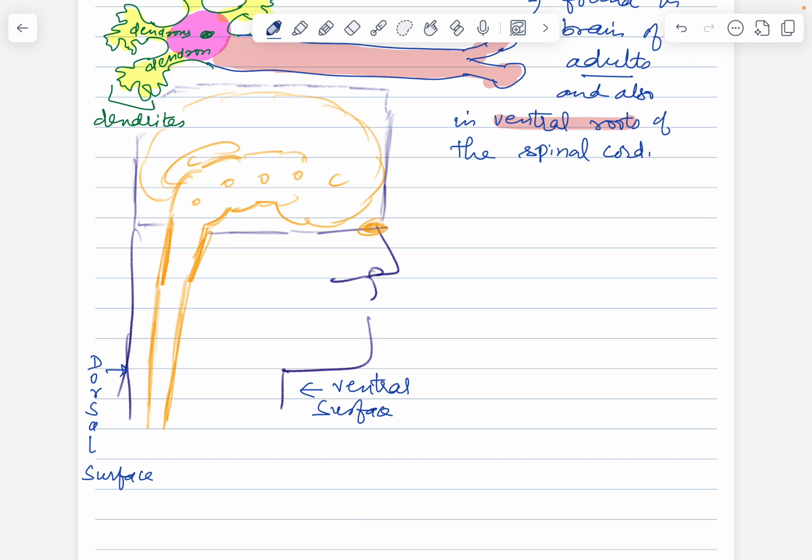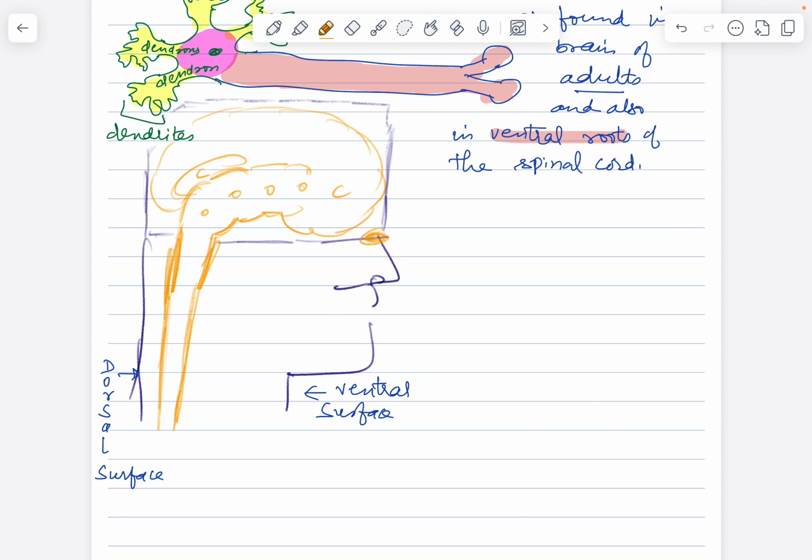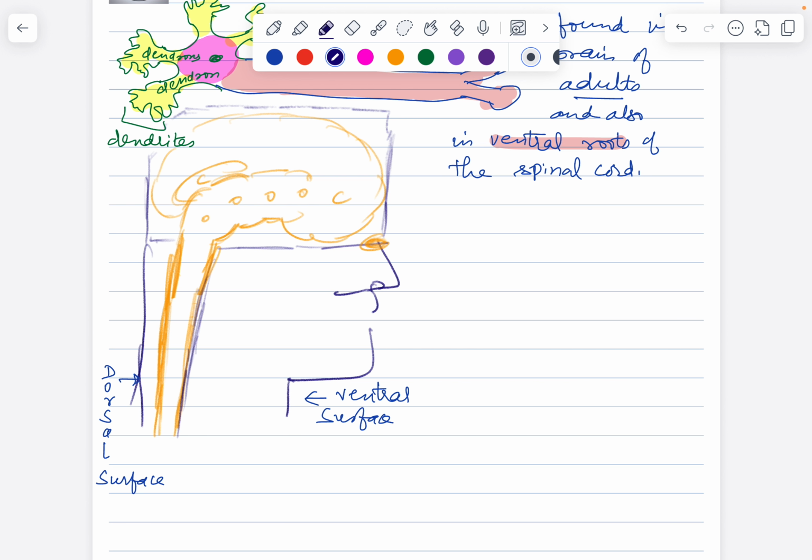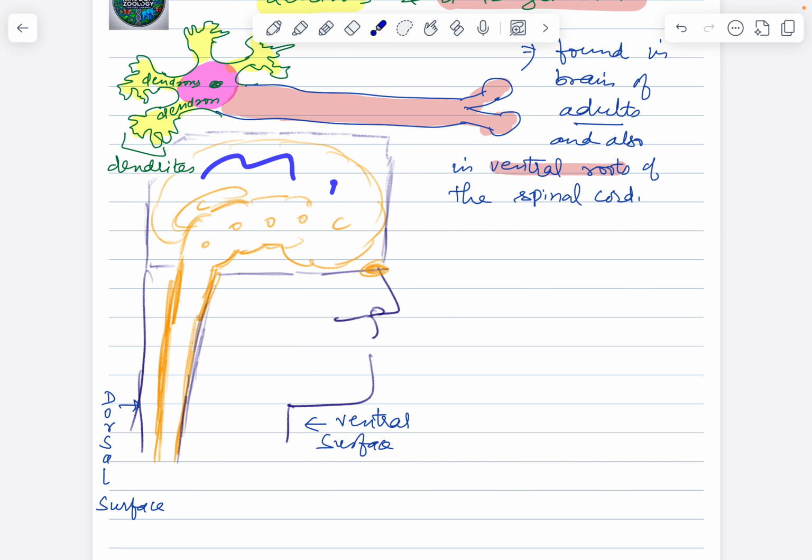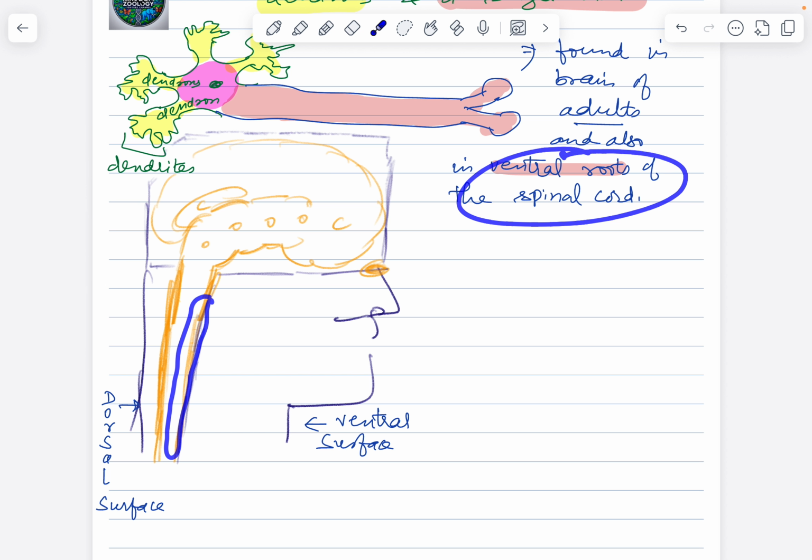Similarly for the spinal cord. In the spinal cord, the back side is called the dorsal side, and the front side of the spinal cord, this one over here, is called the ventral side. So there are two different types of neurons on the two different sides of the spinal cord. All the neurons in your brain, what are they? Multipolar.